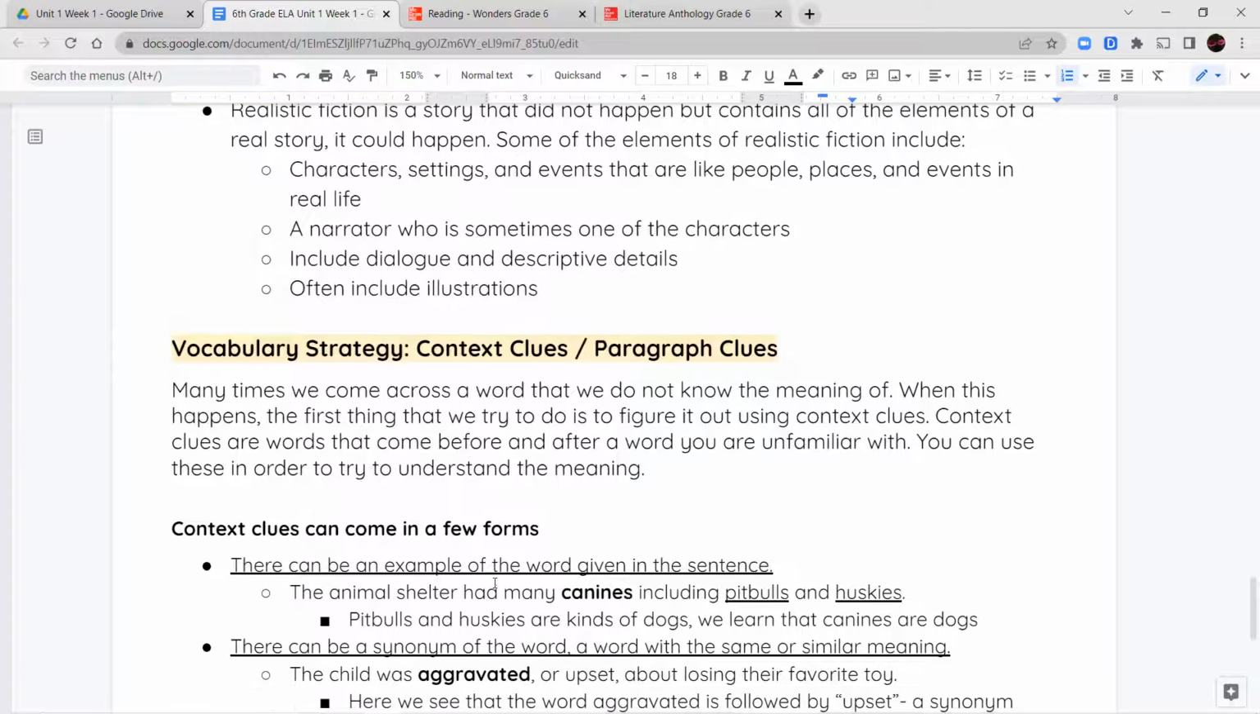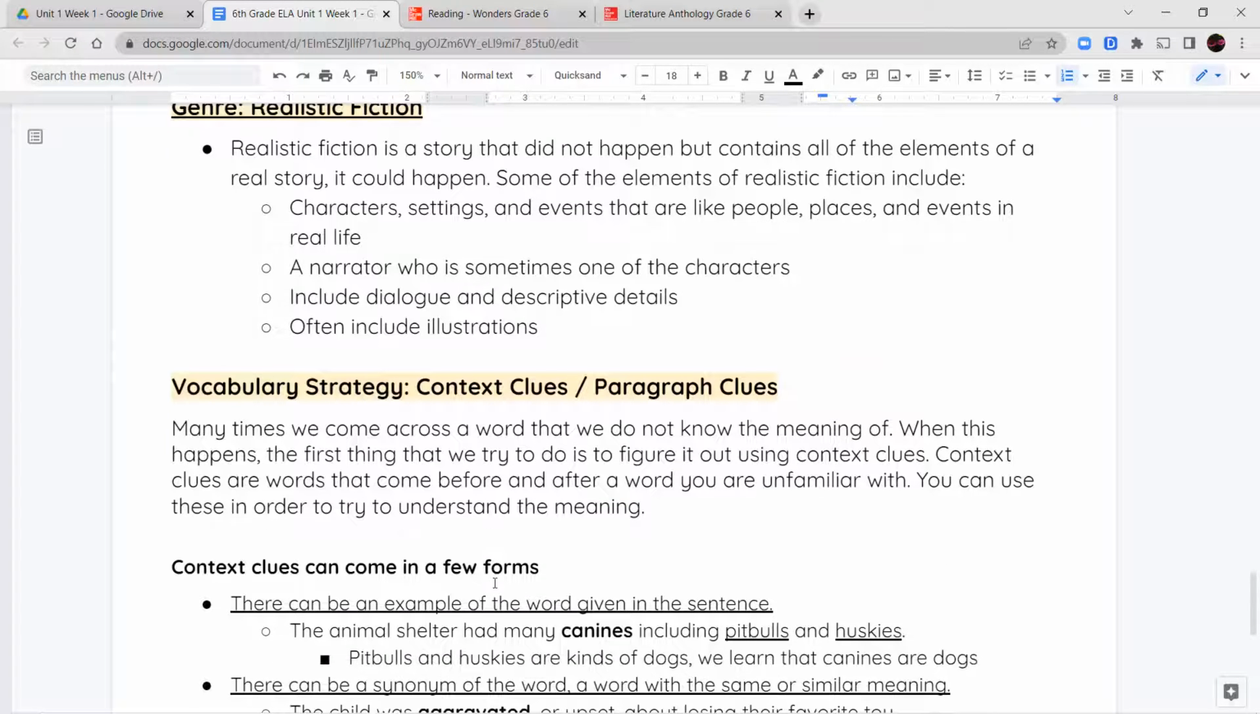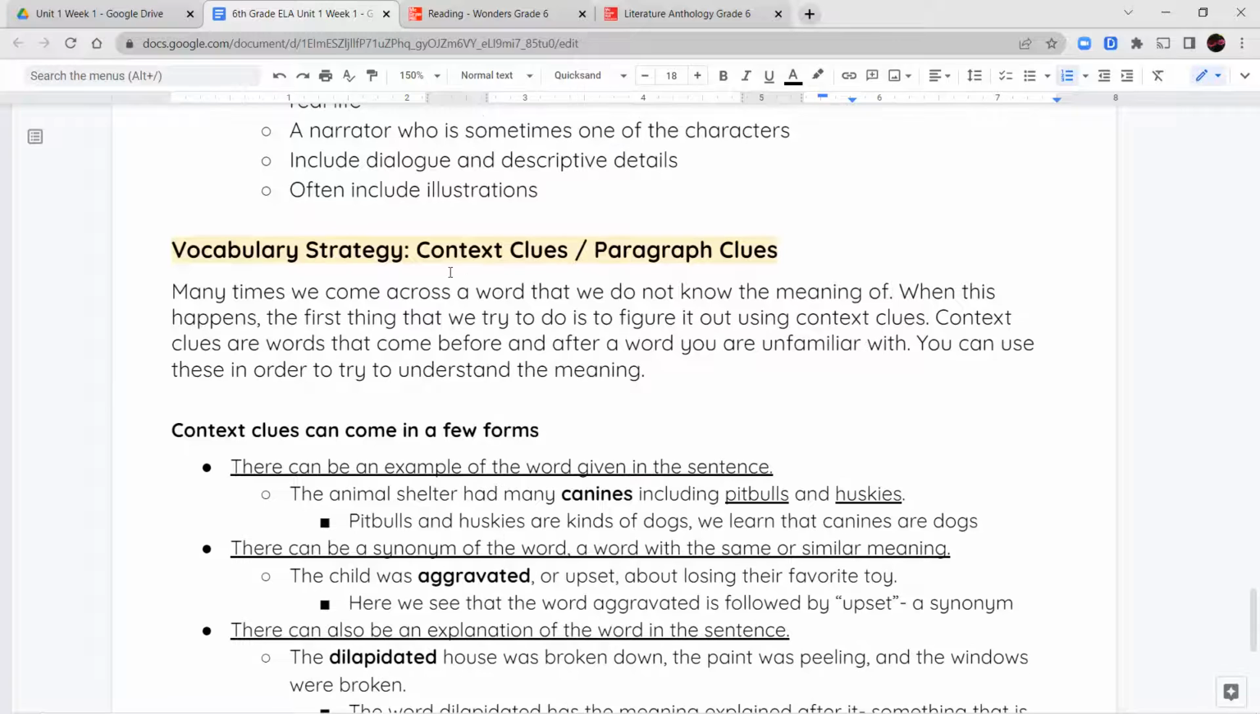For your vocab strategy this week, we're going to be looking at context clues or paragraph clues. So a lot of times you'll be reading and you'll come across a word that you don't know. You don't know the meaning of that word. When this happens, the first thing you want to try to do is figure it out using your context clues. Now, context clues are words and sentences that are next to it, around it, that give you more information and they give you hints as to what that word may mean.